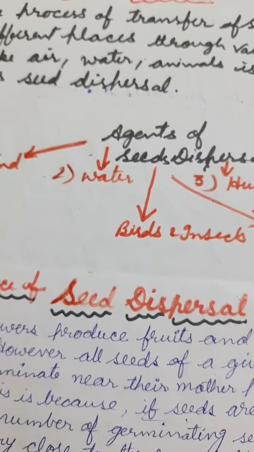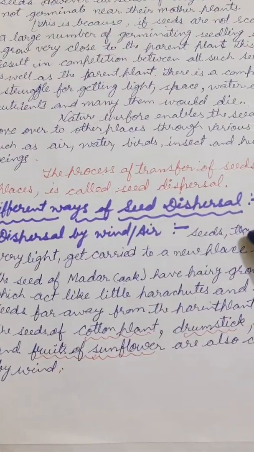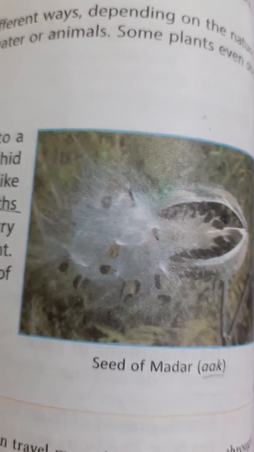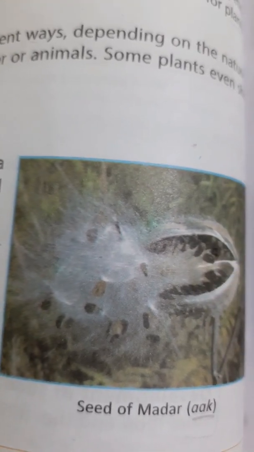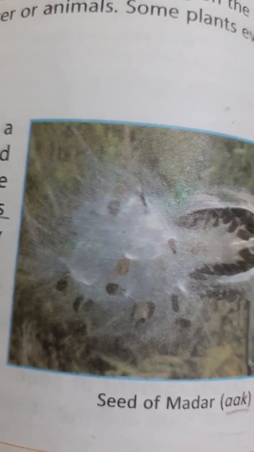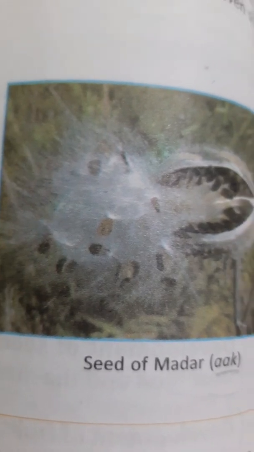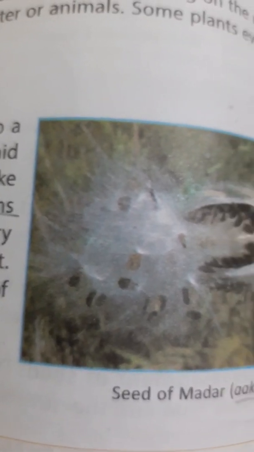Our first agent is the wind, and seeds that are very light are carried to new places by the wind. Here you see the picture of madar seed, and the seed of the madar has hairy growth which acts like a little parachute and carries the seed away from the parent plant. The seeds of the cotton plant, drumstick, dandelion, and the fruit of the sunflower are also carried by the wind.